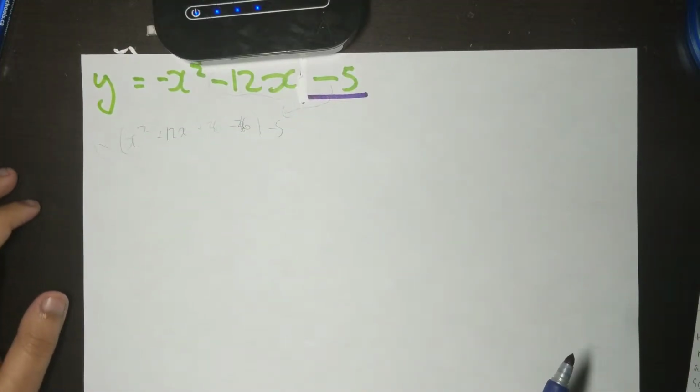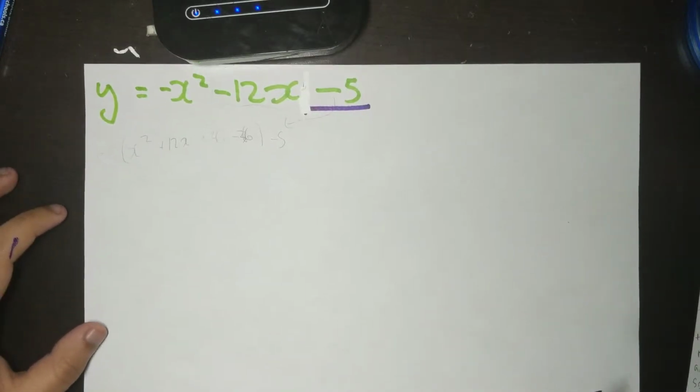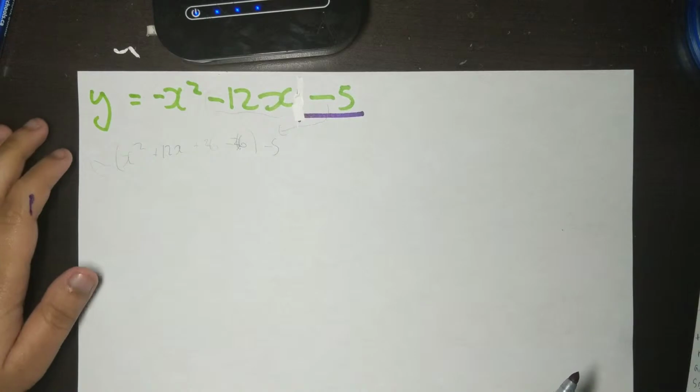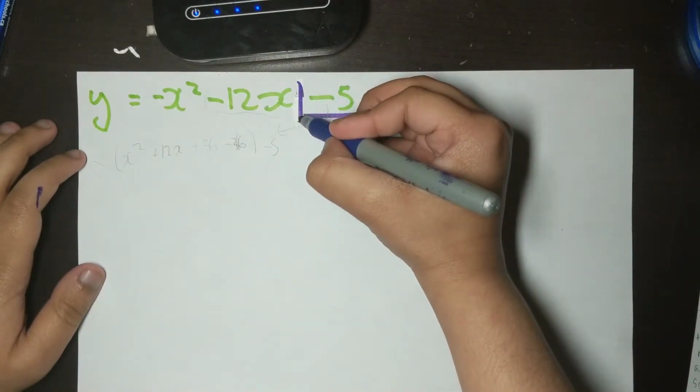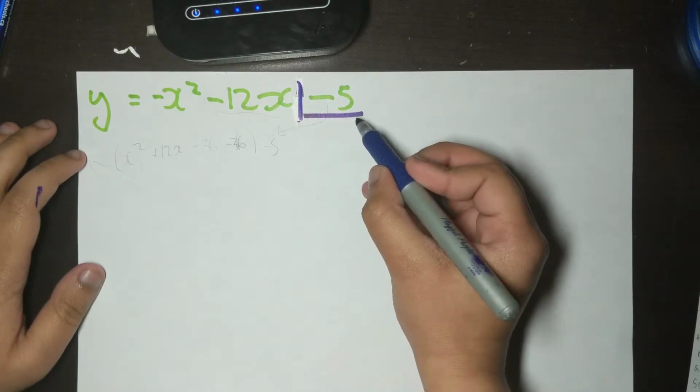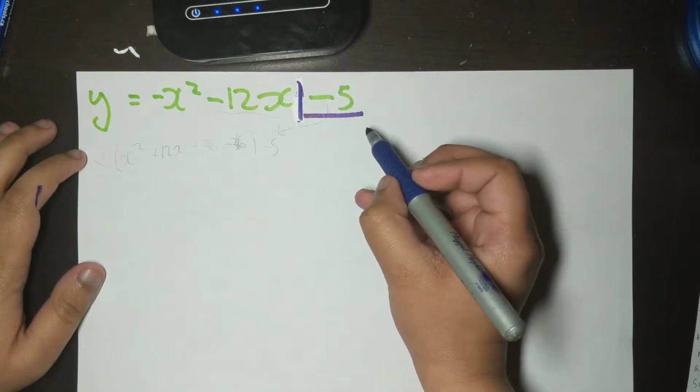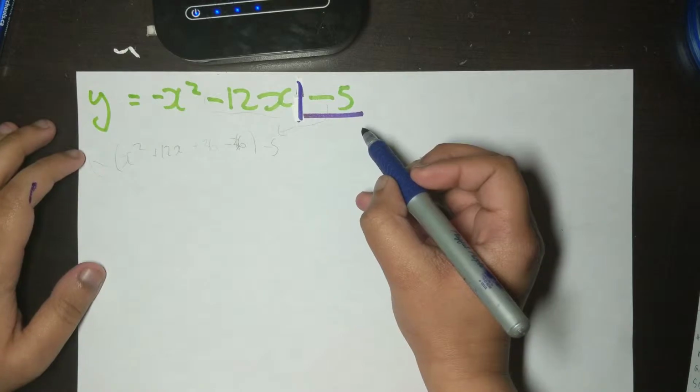Next, we are going to complete the square. First, we are going to make a perfect square trinomial. The first step is to put a line here. Oops. You won't need this term, -5. You won't need this -5 until the end.